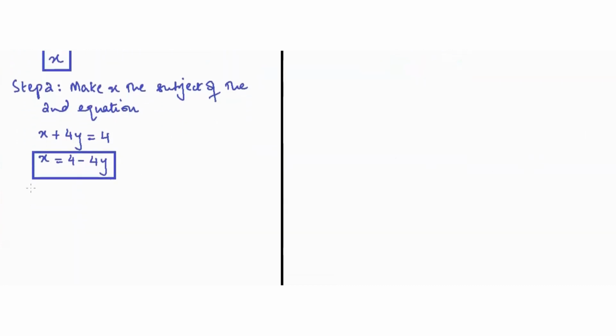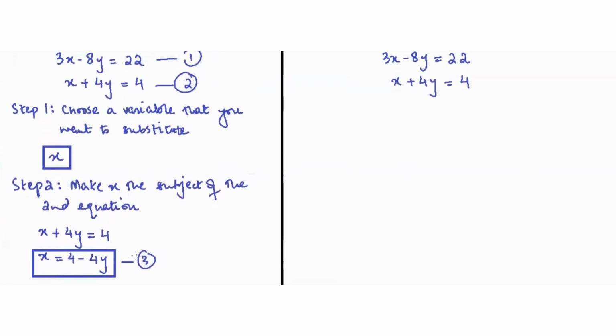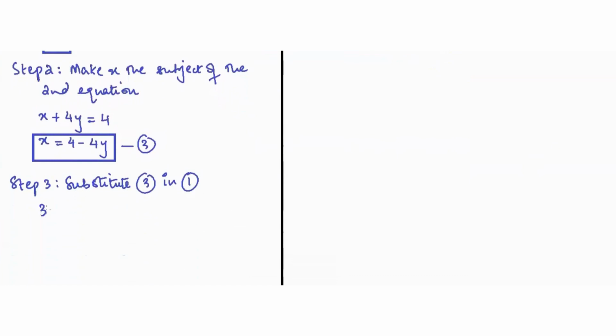Now, the third step is to substitute. Let's call this third equation. Substitute 3 in 1. Since we changed 2 into 3, now we're going to put 3 into equation 1. So that means 3x minus 8y equals 22 is going to look like 3 times (4 minus 4y) minus 8y equals 22.